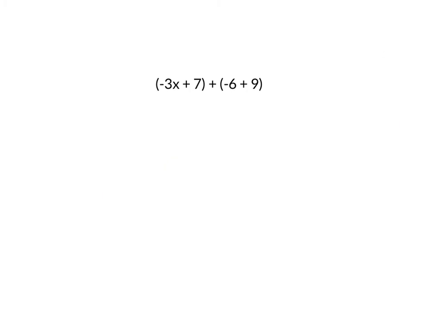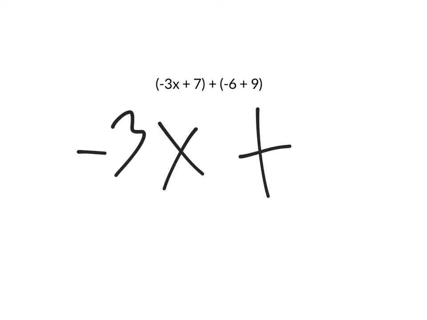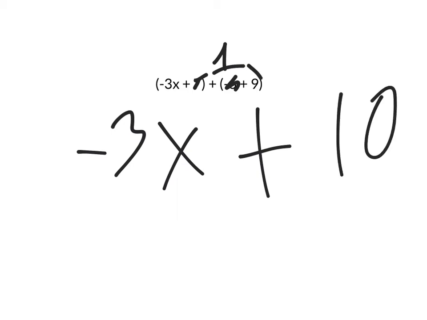Alright, so now for this problem, we have -3x plus 7 plus -6 plus 9. The first thing I see is this -3x with no other like terms, so I'm immediately going to write that. And then I see 7, -6, and 9. First I'm going to start out with 7 plus -6, which is 1. It's kind of like subtracting. And then this is now a 1 plus 9, which is 10. So our answer is -3x plus 10.